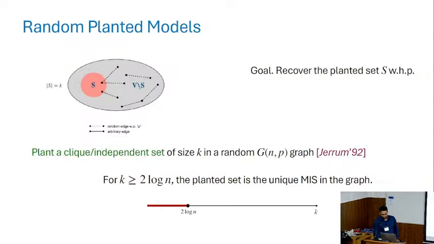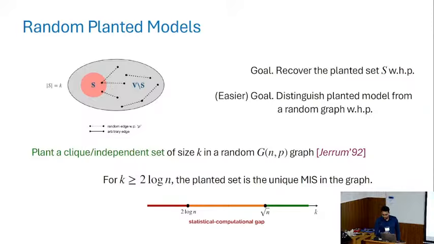And what do we know about this problem? If k is smaller than 2 log n, there is not even enough information to uniquely recover this set S. That is from the information side. Computationally, we only know of algorithms when k becomes as large as square root of n. This leads to the famous statistical-computational gap for this problem.